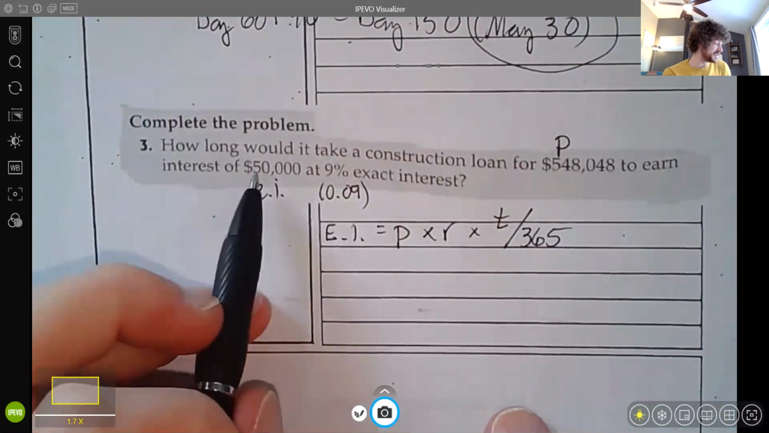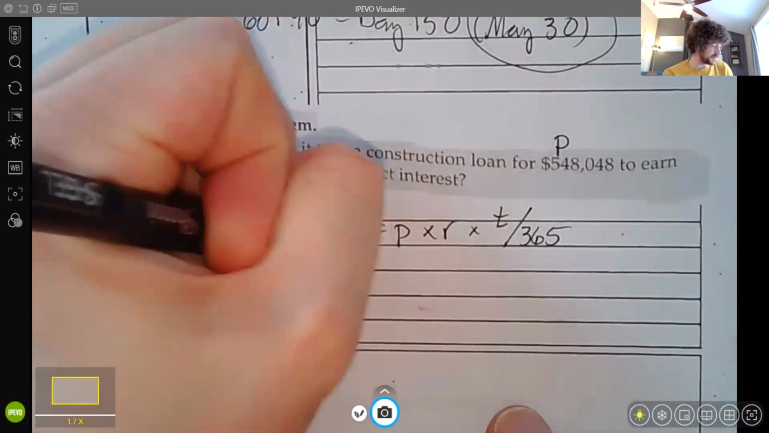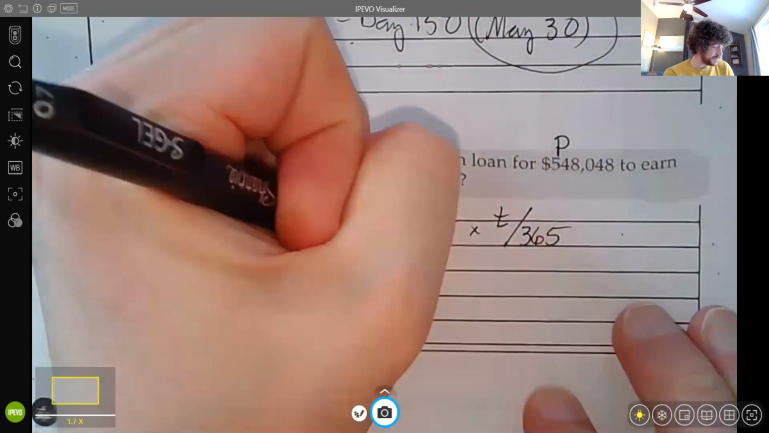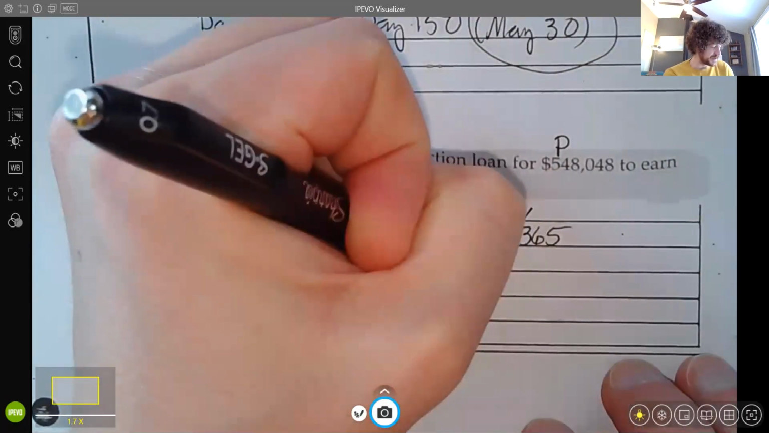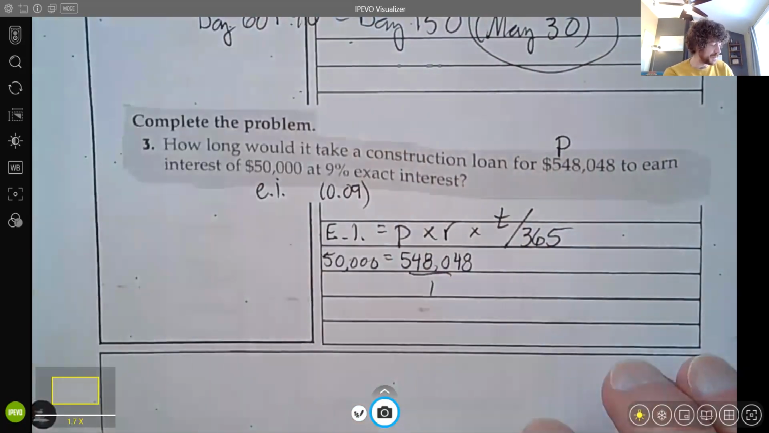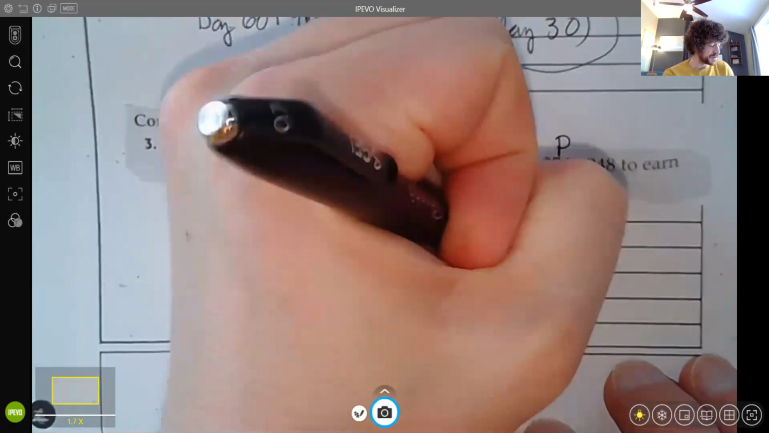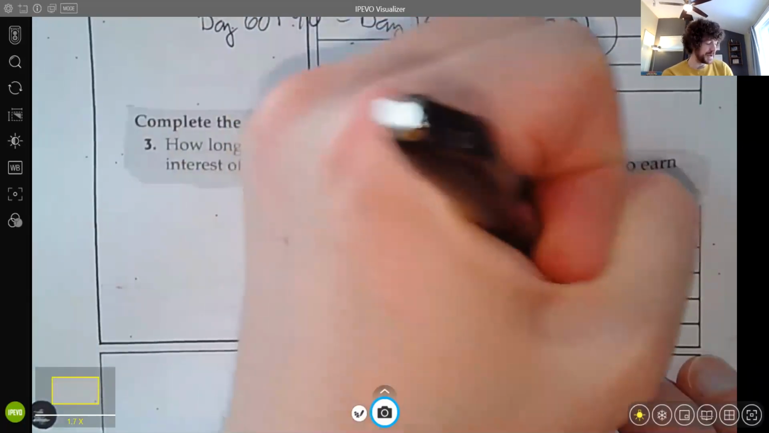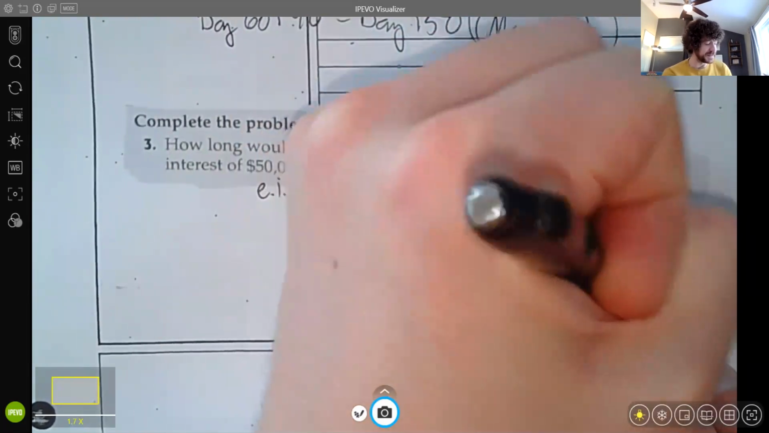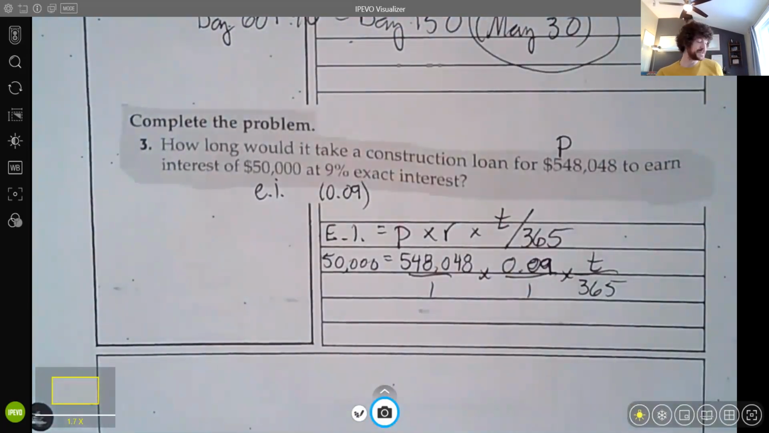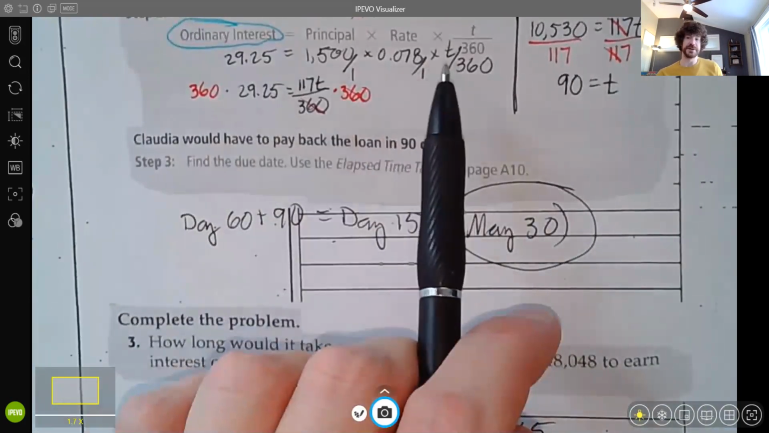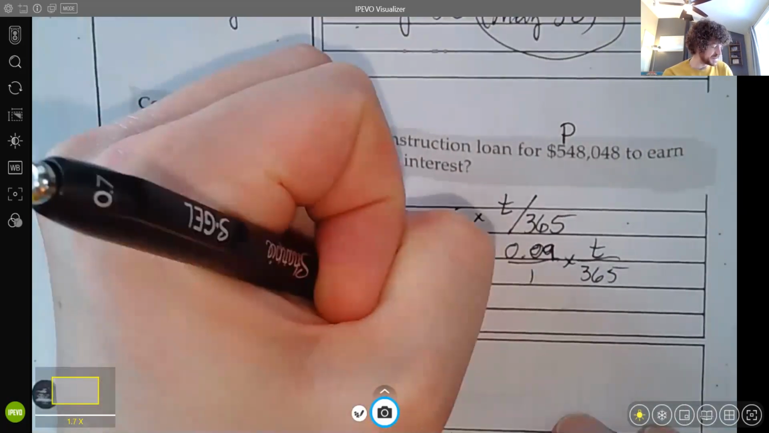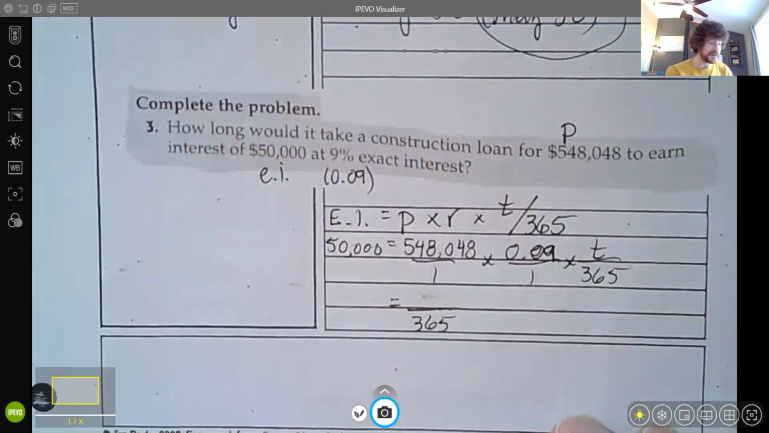So the exact interest, 50,000. So that number goes here, 50 grand, is equal to the principal amount. It's a big number, $548,048. I'm going to put that over 1, multiplied by the rate, 0.09. I'm going to put that over 1. Just makes the multiplication a little bit easier. Multiplied by T over 365. And the reason why it makes it easier is just the same reason as we did on the last problem. You just multiply straight across the numerator and straight across the denominator, which is nice because our denominator stays exactly the same. It's still 365.